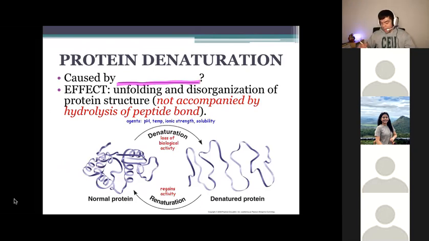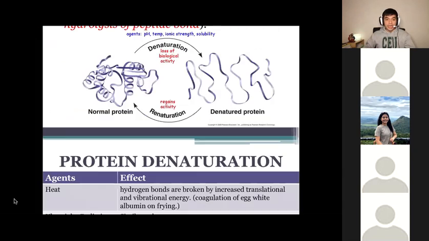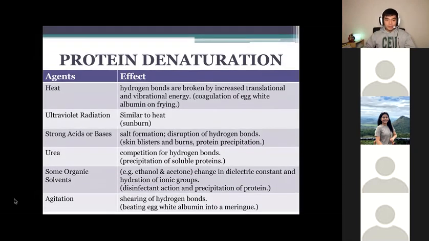Check the next slide. May table, di ba? Yung sagot sa blank na to, yung nasa table sa next slide. So just take note the agents that can cause protein denaturation such as heat, UV radiation, acids and bases, urea, and so on. So it's your responsibility to read this table and also observe the effect. So halimbawa, magbigay ako representative halimbawa, heat. Ang heat, sinisira niya ang hydrogen bonds.